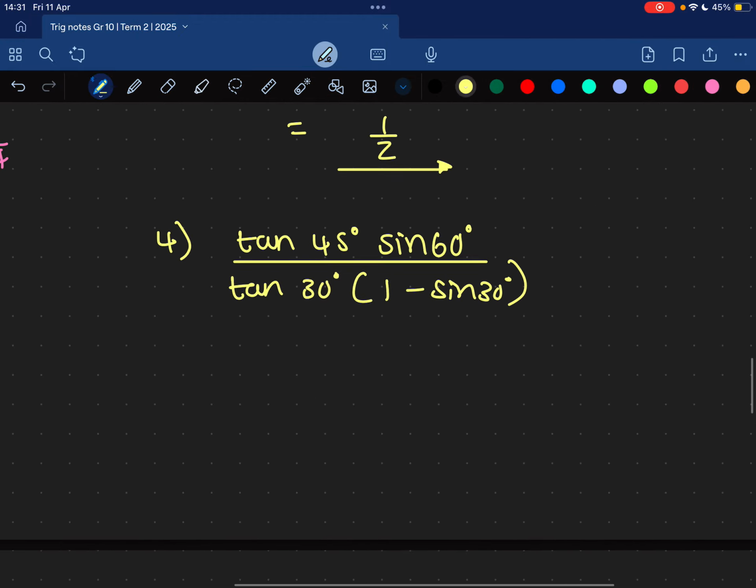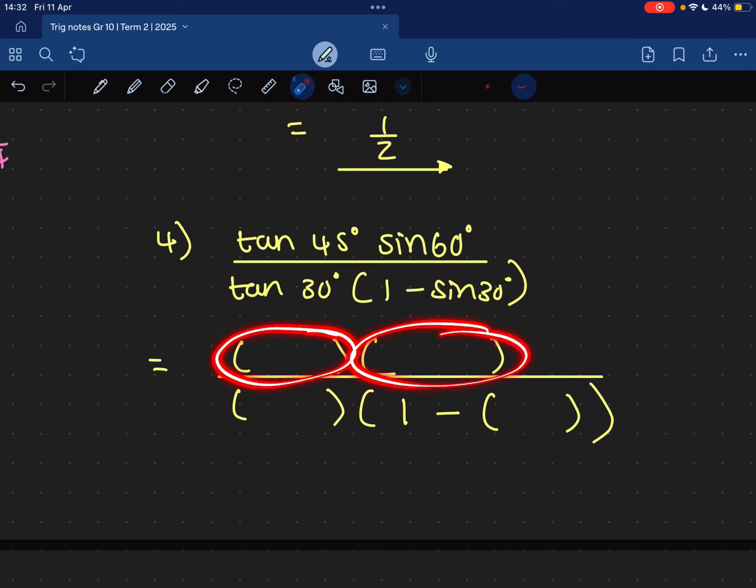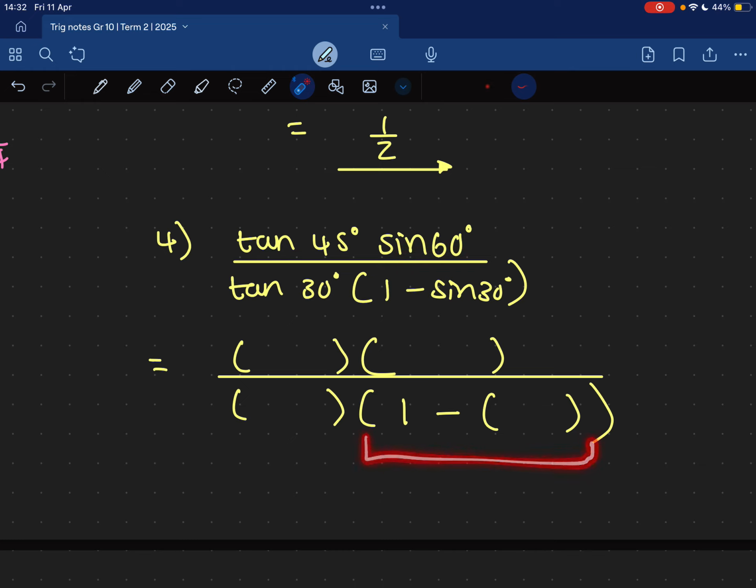Okay, so I'm going to do my brackets and I will say tan of 45, sine of 60, tan of 30, 1 minus. Okay, we're all together. All I've done is I've just put my brackets in the place where I'm going to replace these functions. So just be careful here because obviously sign mistakes and multiplication and so on.